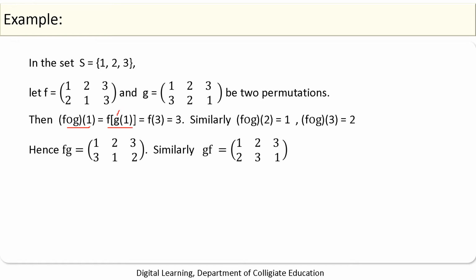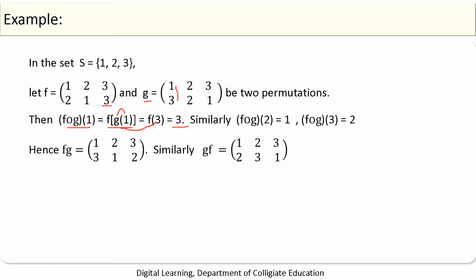So first of all, what is G of 1? We have to take the permutation G and look for 1's image. G of 1 means 1's image. What is 1's image in G? 1's image is 3. So G of 1 is 3. Next, what does F of 3 mean? We have to look at F and write 3's image. 3's image in F is itself, that is 3. Therefore, G composition F of 1 is equal to 3.